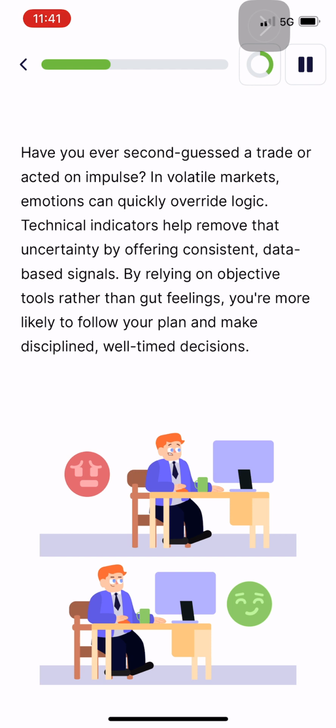Technical indicators help remove that uncertainty by offering consistent data-based signals. By relying on objective tools rather than gut feelings, you're more likely to follow your plan and make disciplined, well-timed decisions.